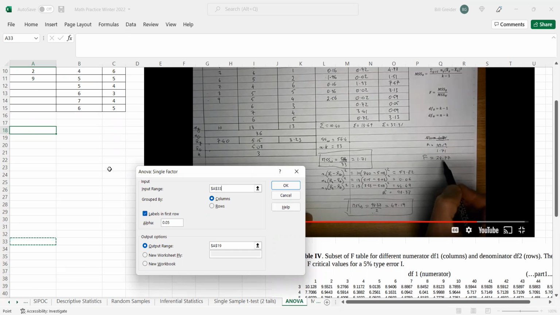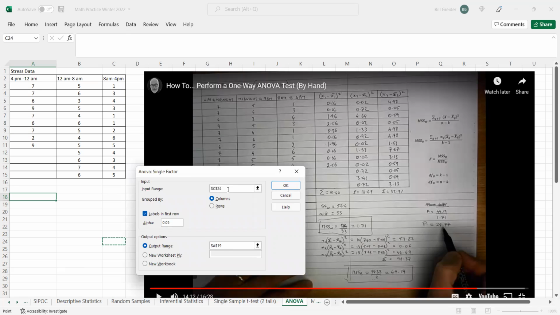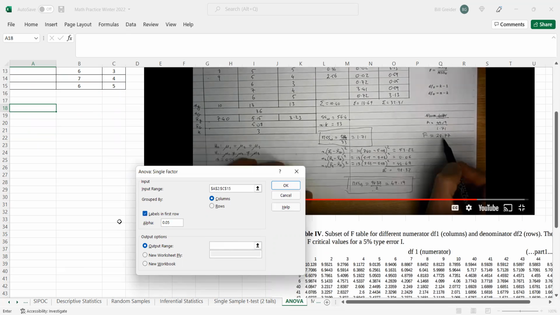I don't know why. Let me do it again. Excuse me, I put the output range there. So here I'm going to put, so we're going to go right here again. And then my input, I'll put it back it up, down here. And I'll hit OK. And there it goes.